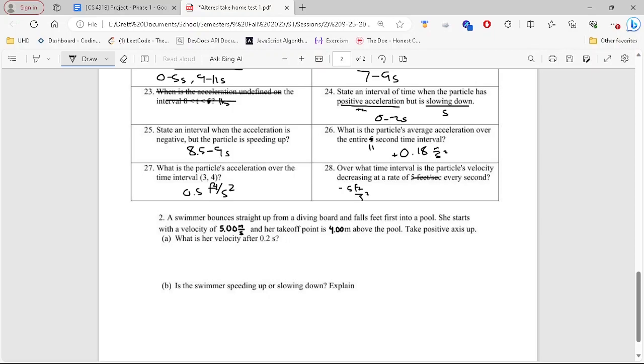Now, how did I get 5 feet per second squared? Over what time interval is the particle's velocity decreasing at a rate of 5 feet per second squared every second? Remember, acceleration is the change in velocity per time. So, in this case, it'll be the change in feet per second for every second. That is acceleration right there. And it says decreasing, so we know its acceleration in this case is going to be negative.